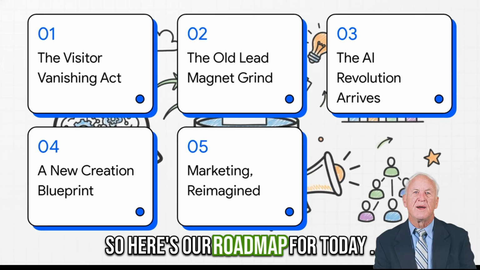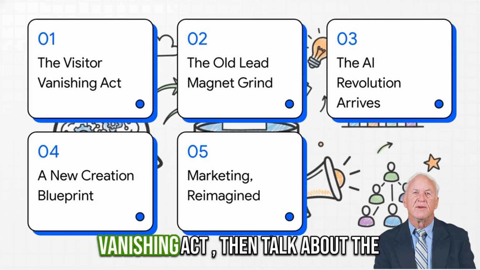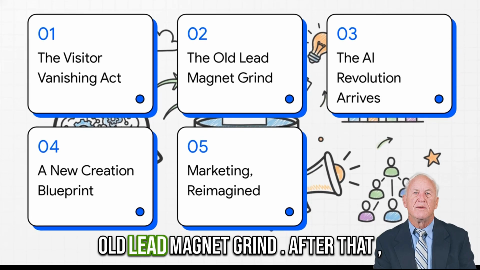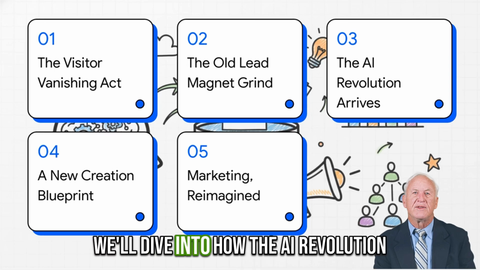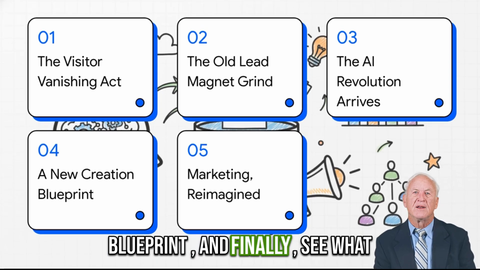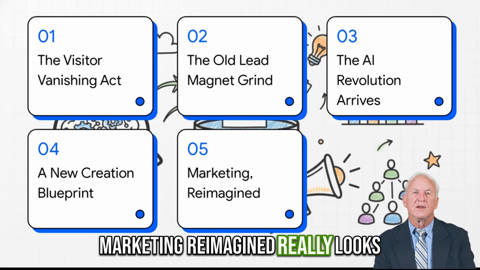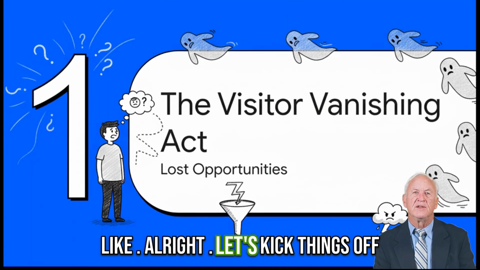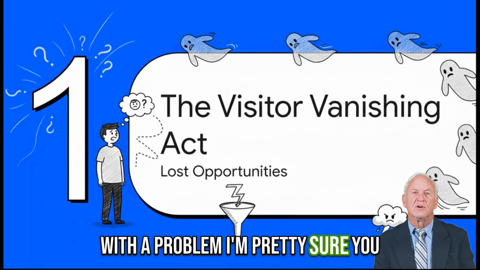Okay, so here's our roadmap for today. We're going to start with the Visitor Vanishing Act, then talk about the old lead magnet grind. After that, we'll dive into how the AI revolution arrives, a new creation blueprint, and finally, see what marketing reimagined really looks like.